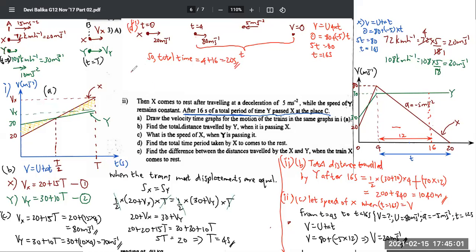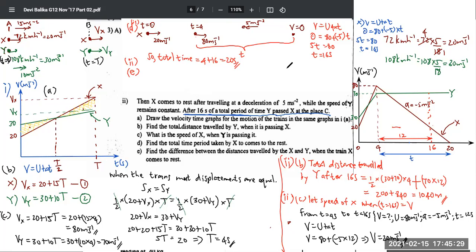And the last part, E. So what does part E say? Roman 2 E part. Find the difference between the distances traveled by X and Y when the train X comes to rest. Okay, so X comes to rest after 20 seconds, total time.